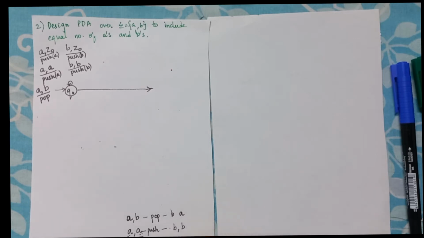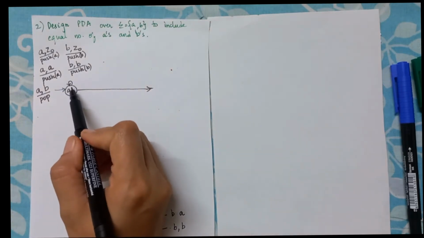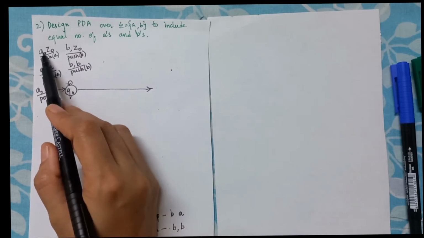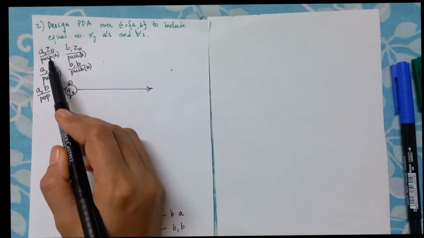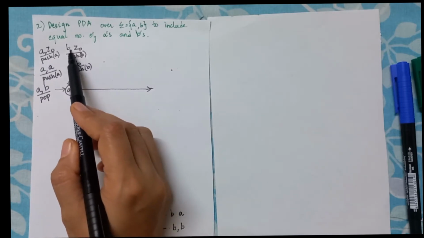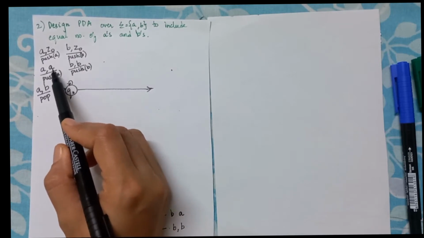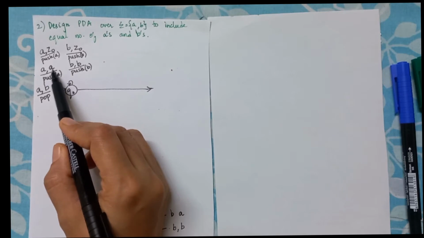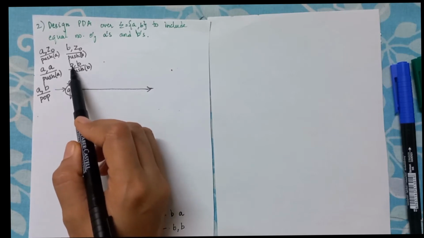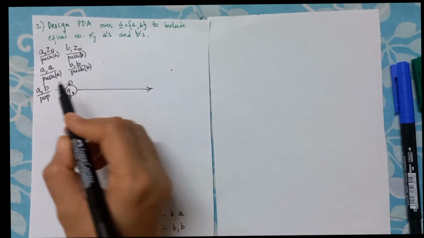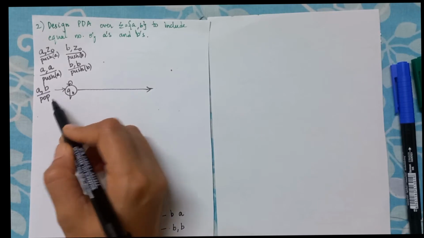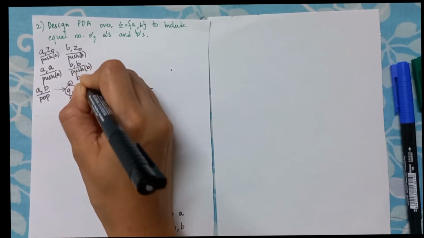So with that logic, let me first build the PDA. There is a, Z naught, and I push A. If I see B, Z naught, I push a B. With A as the symbol and A as the stack top, I push, and with B and B, I again push. If I see A and B, I pop. And if I see B and an A, I pop.